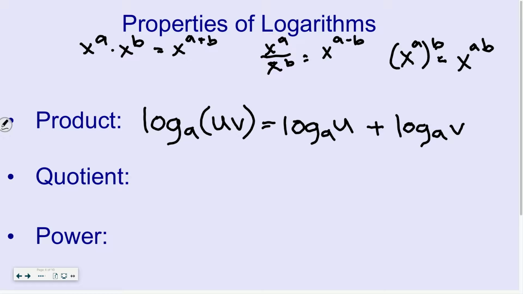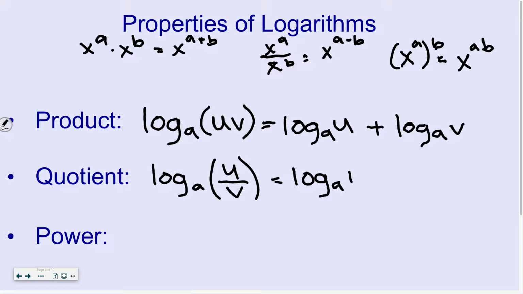in between them. Could you write out the quotient property for logs? Yeah, use the same letters. Log base a of u divided by v, and knowing what we know about the quotient property of exponents, that's going to turn into the log base a of u minus the log base a of v.